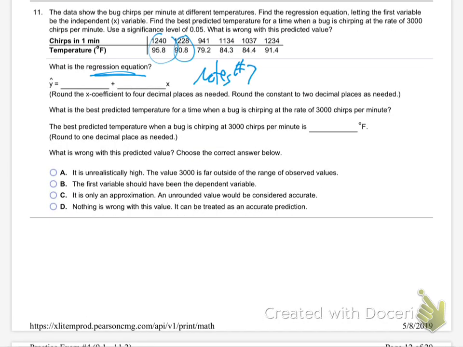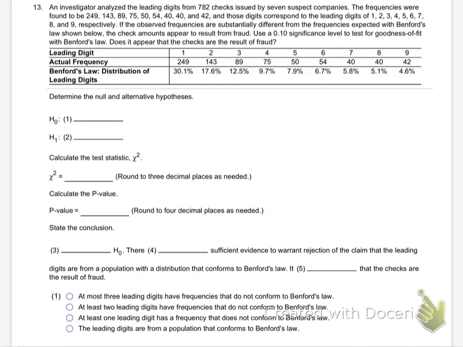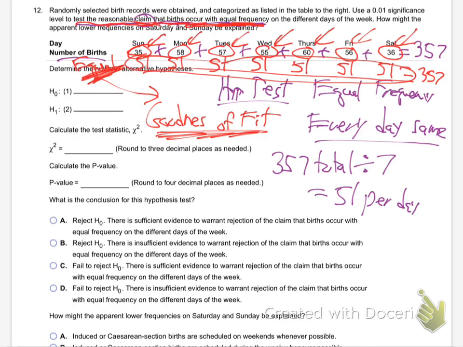So it is goodness of fit, notes number 10. So remember, equal frequency, goodness of fit, notes number 10. That's the hardest one to spot.